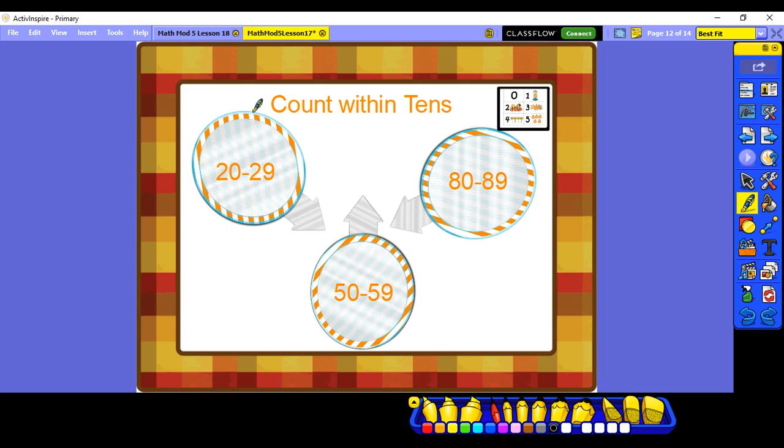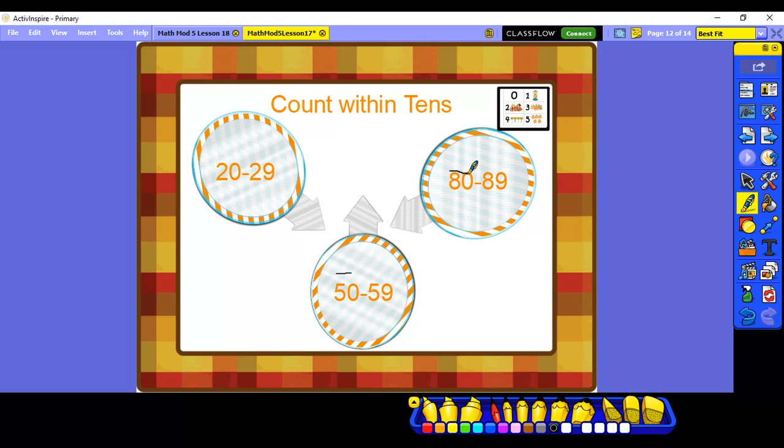Let's practice one more time. If I started at 20, I would say 20, 21, 22, 23, 24, 25, 26, 27, 28, 29. What if I started at 50? What would come next? 51. Good job. Let's count from 50 to 59. 50, 51, 52, 53, 54, 55, 56, 57, 58, 59.